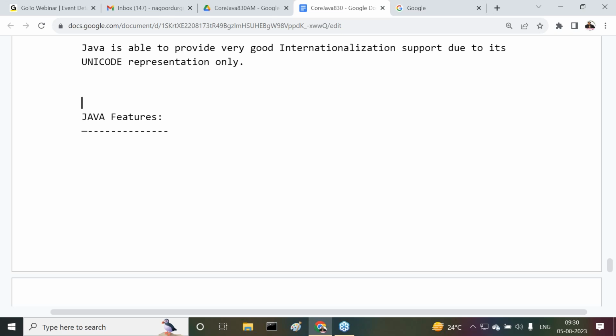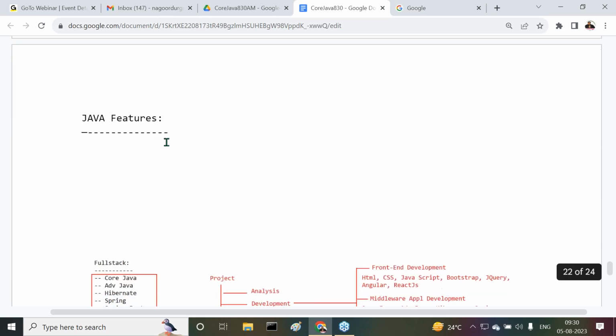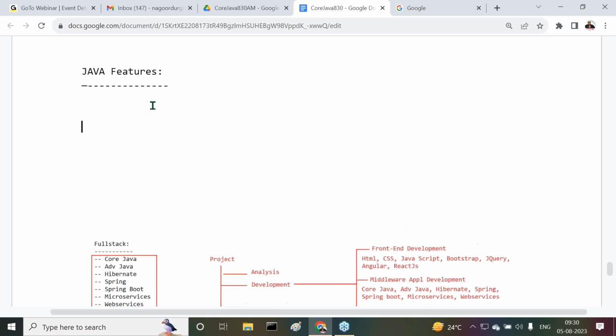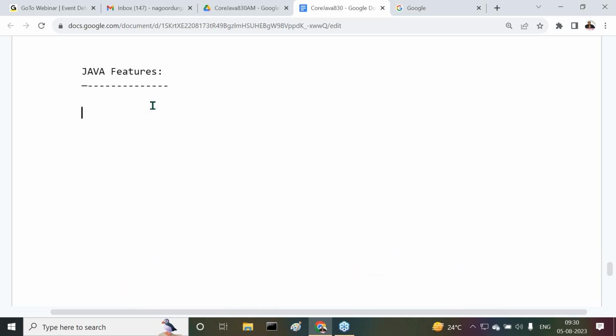What is the next point here? I'm telling you, Java features. What exactly are these Java features? What is the meaning of it? Simple example. For example, understand the intention of this particular topic.